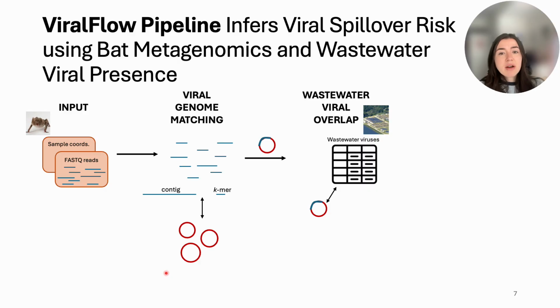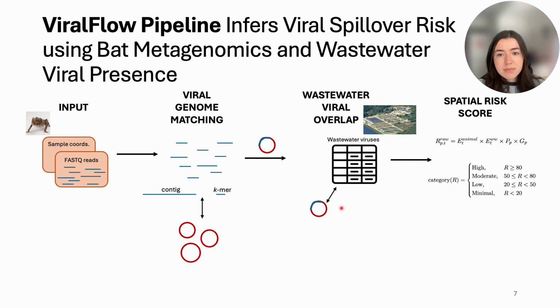But once we have a viral hit, we've identified a virus that's supported by our reads data, we can then compare this virus to viral concentrations measured in wastewater data. And this is then used to calculate a spatial risk score, which is a composite score that flags locations, these wastewater plant locations, for further surveillance of a spillover risk.